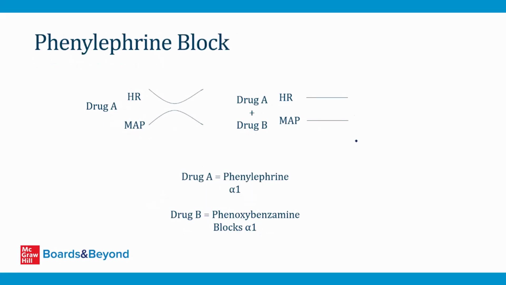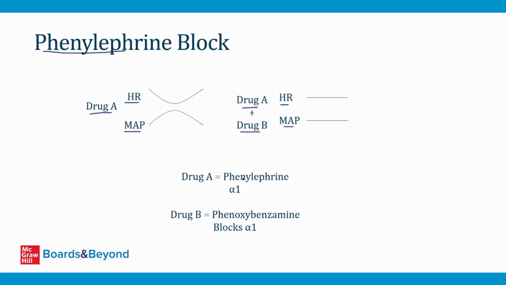And then the second classic pharmacology experiment you should be familiar with is called phenylephrine block. So in this experiment, drug A is administered and the mean arterial blood pressure goes up, but the heart rate goes down. However, if you give drug A together with drug B, you get no effect at all on heart rate or mean arterial pressure. Neither of these two variables change.